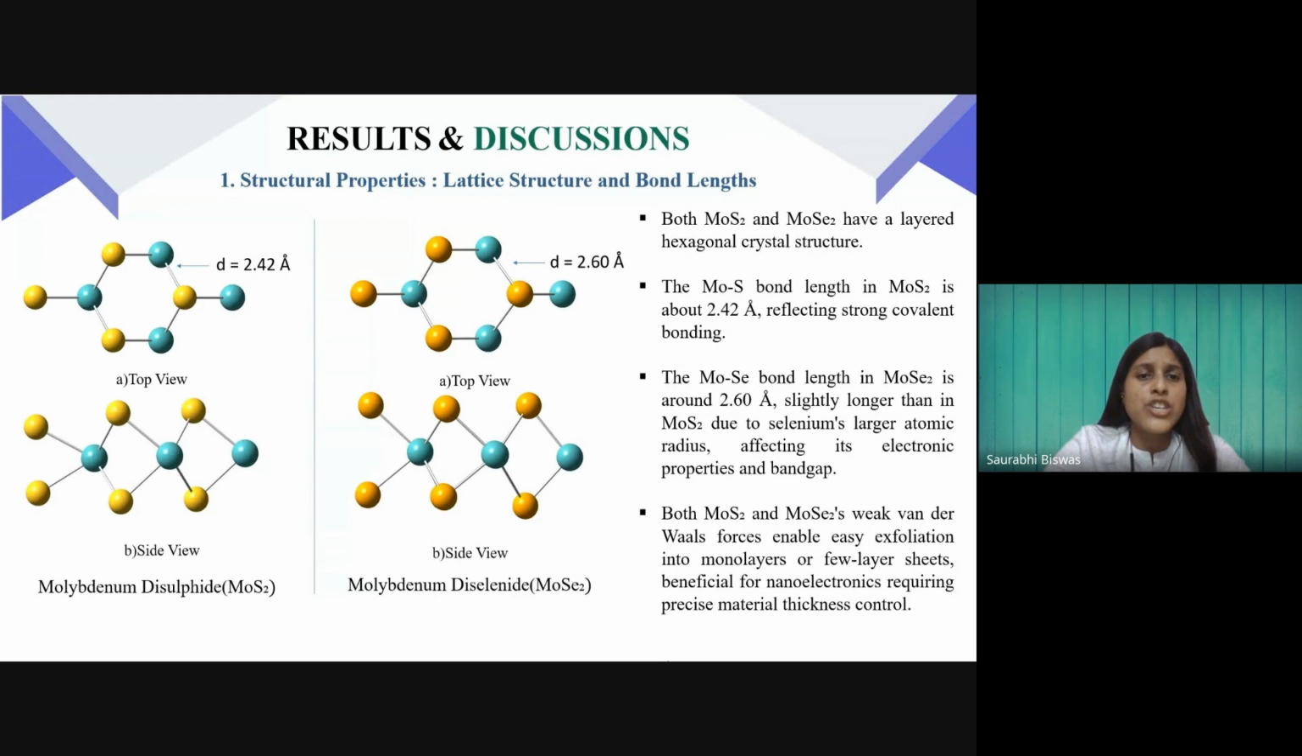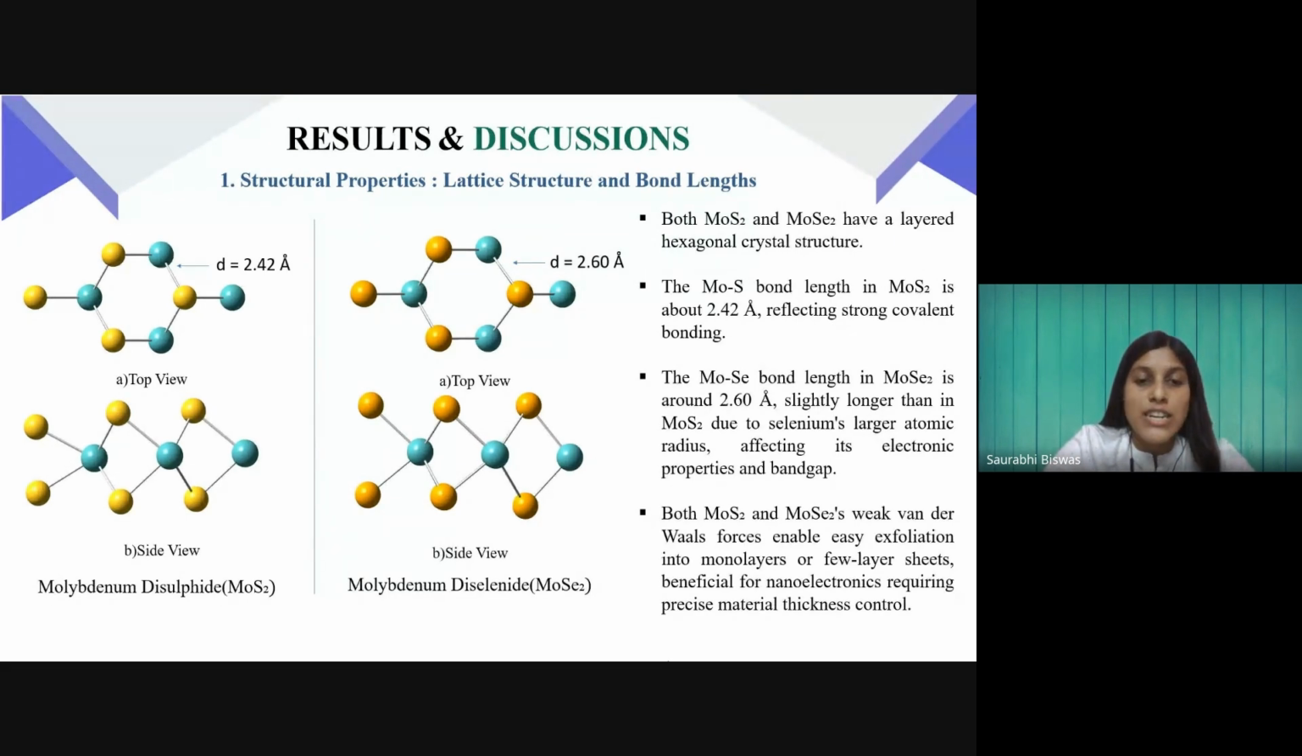So the explanation for the larger bond length of MoSe2 is that the selenium atom is larger in size compared to the sulfur atom. Also, it is very clear that a shorter bond length typically indicates a stronger bond, but it also influences the strength of the sensing material in order to interact with the gas molecules that are present.